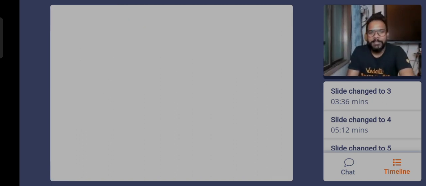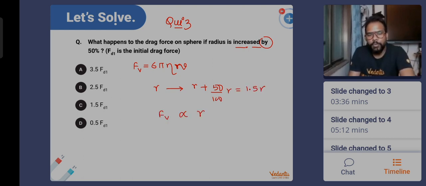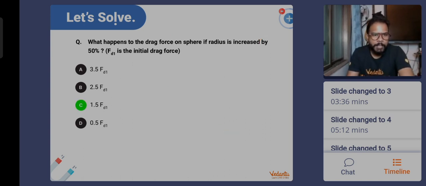So anyway, everyone, if we increase the radius by 50%, then definitely the R value becomes R plus 50 by 100 R, which is 1.5 R. And you can see that viscous force is directly proportional to R. So F will also become 1.5 F. That means the correct answer is going to be option C.